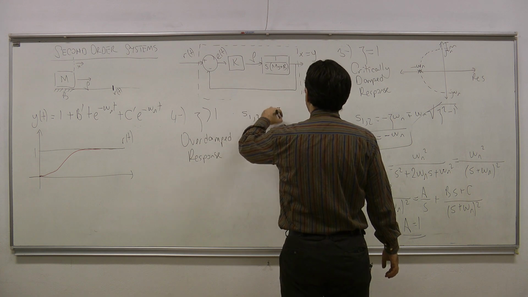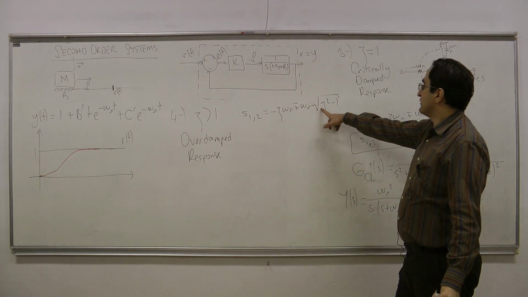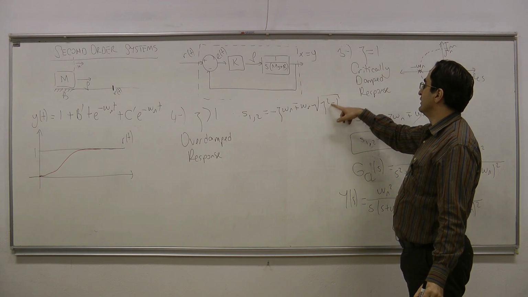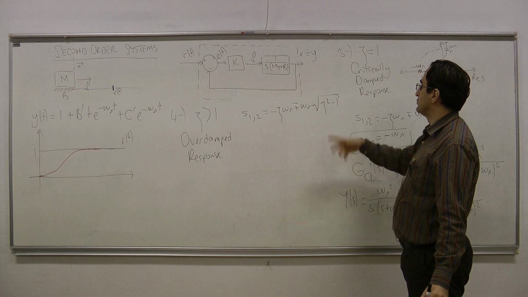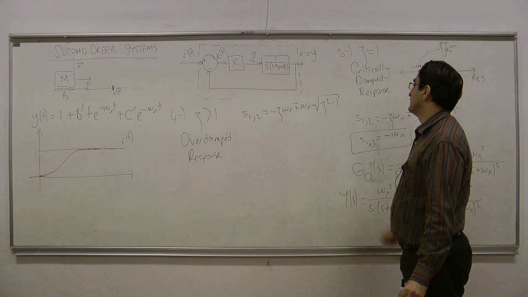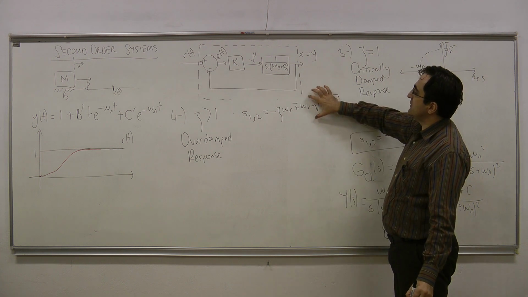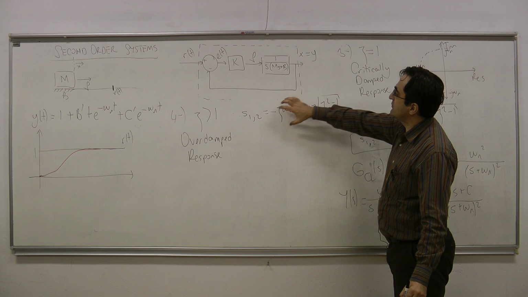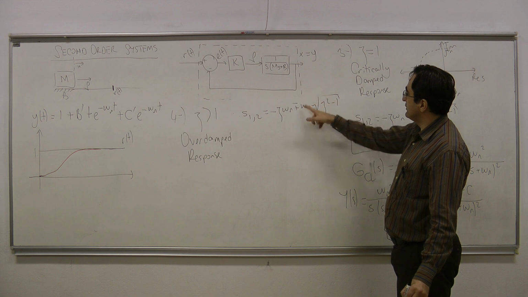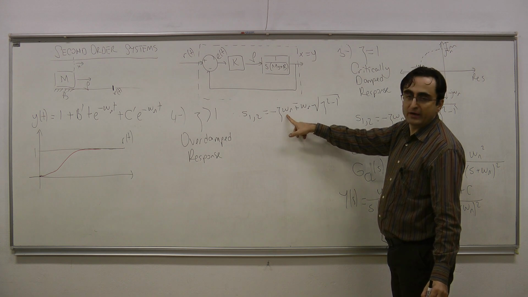s1,2 is equal to minus psi omega n plus minus omega n square root of psi square minus 1. If psi is larger than 1, then you would see that this term is going to be real. This term is going to be positive, and its square root is going to be real, and I would be adding and subtracting this number to minus psi omega n. And you would actually see that the magnitude of this number that I add and subtract is always smaller than the magnitude of minus psi omega n.